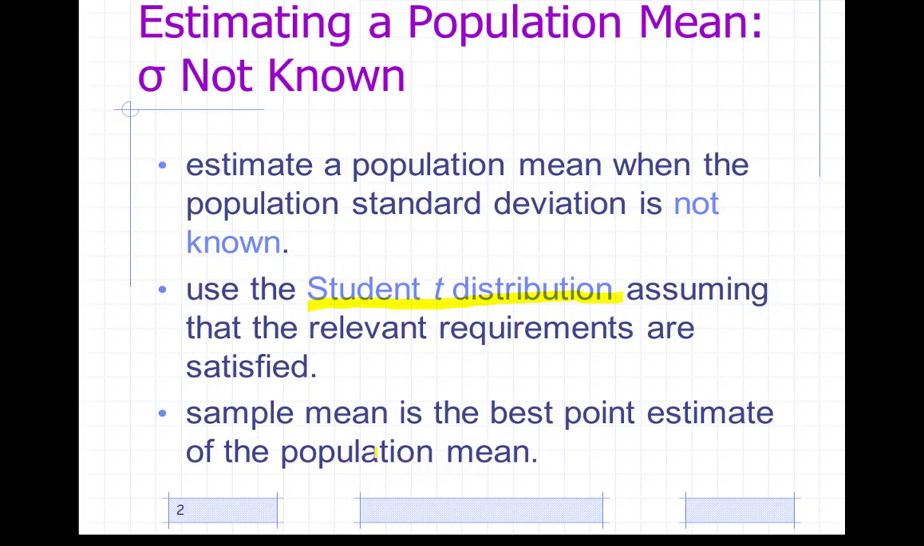So the sample mean is the best point estimate of the population mean, but sometimes we don't want just a single point, we want a range, just like we did with our proportions. So think about this. A point estimate is like shooting at a target with a rifle. You have one chance to hit the bullseye. That's a point estimate. But if you shoot at the target with a shotgun, you've got a spread, so chances are higher you're going to hit that bullseye, even if you're not sure where it is.